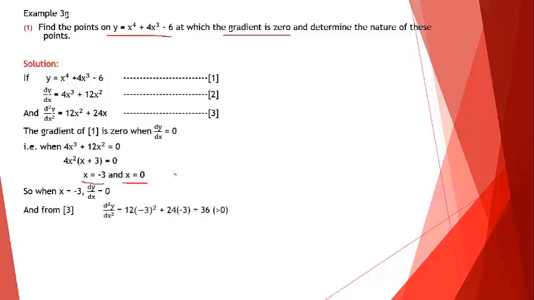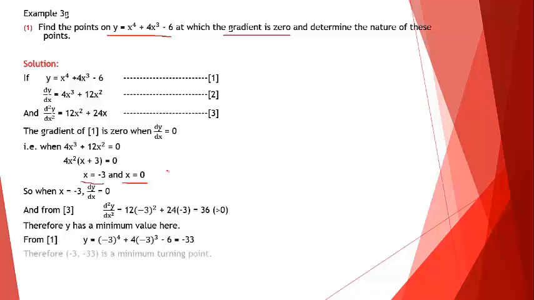And from the third equation, by substituting -3 for x, we get 12 times -3 to the power 2 plus 24 times -3 equals 36. So we have got a value which is greater than 0. So when we get a value which is greater than 0 for d2y by dx2, by the knowledge that we have got from the explanations, this point has a minimum value, and from equation 1, by substituting -3 for x, we get the y value of the particular point, which equals -33. Therefore the point with coordinates (-3, -33) is a minimum turning point.